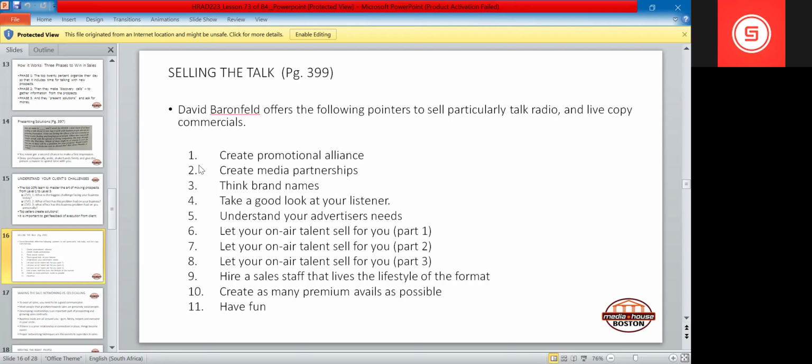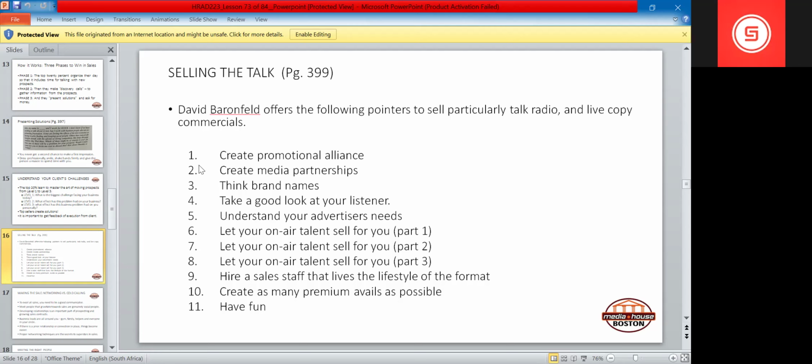Just give you a moment to get to that particular page, while I cover the first couple of pointers here. The first one is to create a promotional alliance. At the end of the day, we have got to coincide with whatever brand it is that we are trying to sell. The sound of the station, the brand of the station itself, will in some way elevate this particular client's brand or product or service that is advertising with us. They're busy promoting on our station, right?